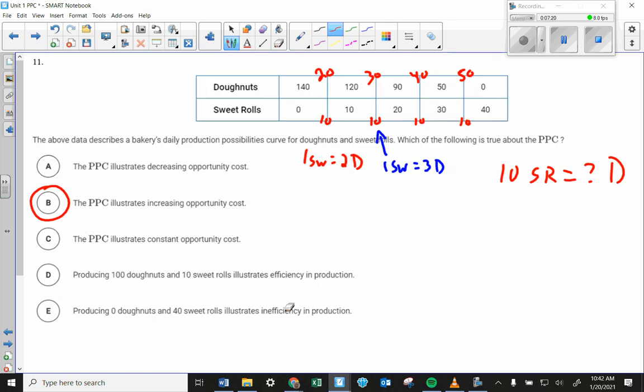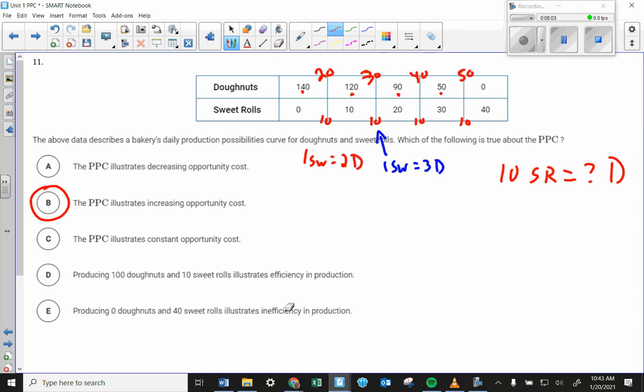Number 11, they give you this data here, and they want to know what's happening here, which is the following is true about the production possibility curve. And the answer is that it's an increasing opportunity cost. If you look at donuts, when you go from 140 to 120, that's a change of 20 donuts. When you go from 120 to 90, that's a change of 30 donuts. When you go from 90 to 50, that's a change of 40, and so on and so forth. Yet sweet rolls remains consistent at 10. So for every 10 sweet rolls, originally you're giving up 20, then you're giving up 30, then you're giving up 40. You can see that you're giving up more donuts as you produce more sweet rolls. That's what an increasing opportunity cost is.